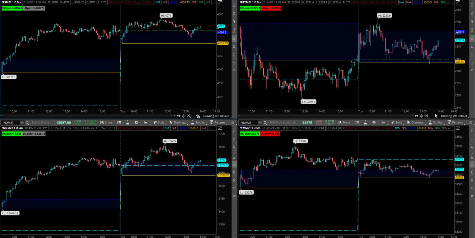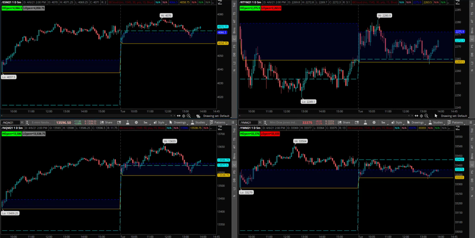And what we're going to be looking at this afternoon is what has happened with that same pattern that we looked at this morning, which favored the upside for the day. What has happened at the end of the session if we are favoring the upside, meaning we're holding above that opening print from this morning.